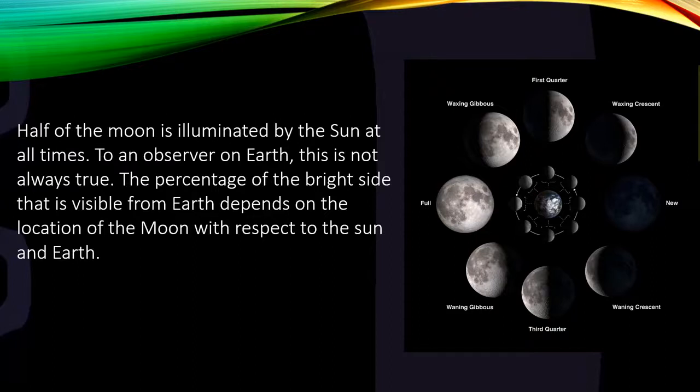The percentage of the bright side that is visible from Earth depends on the positions of the sun, the Earth, and the moon as seen from Earth.